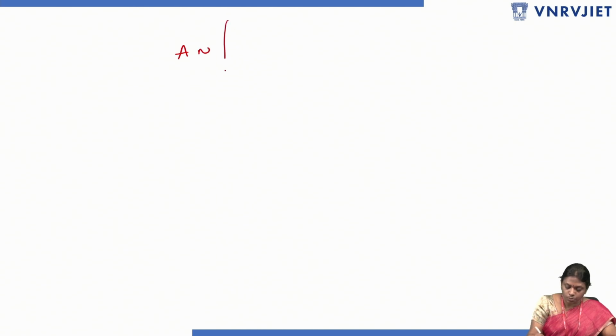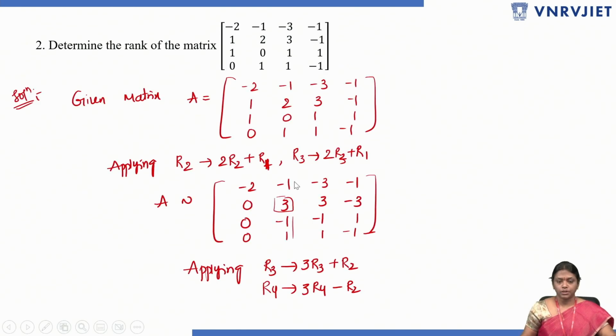Since we did the remaining two operations for the third and fourth rows, I'm writing the first two rows as they are: -2, -1, -3, -1, and 0, 3, 3, -3. By implementing the above operations, if you observe, 3R3 plus R2, this is going to be 0. Minus 3 plus 3, this is going to be 0. 3 minus 3, this is going to be 0. 3R4, 3 minus 3, this is going to be 0. 3 minus 3, 0. Minus 3 plus 3, this is going to be 0.